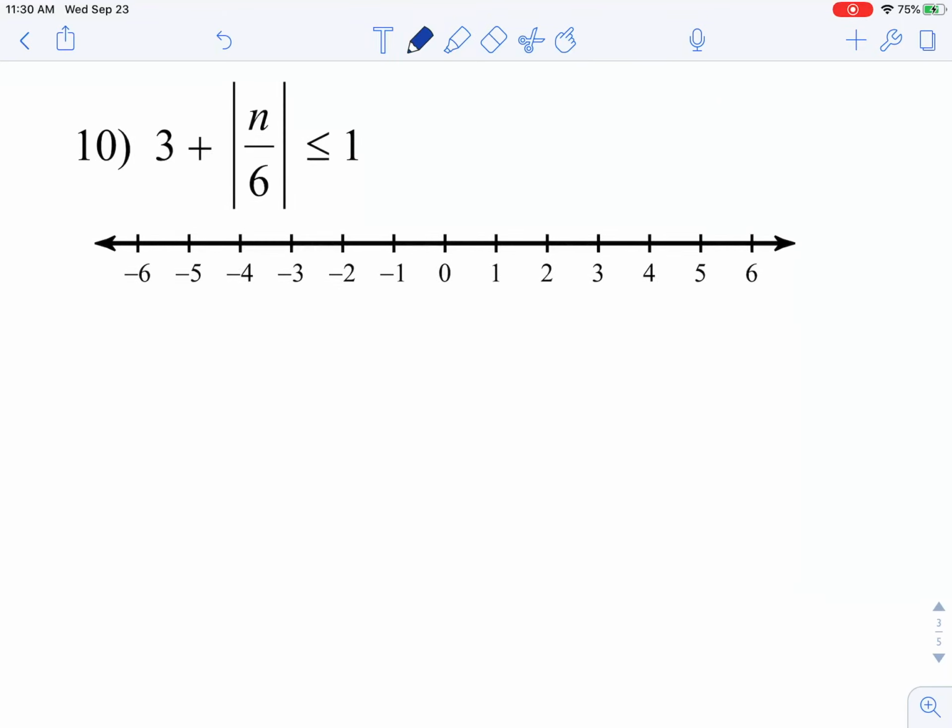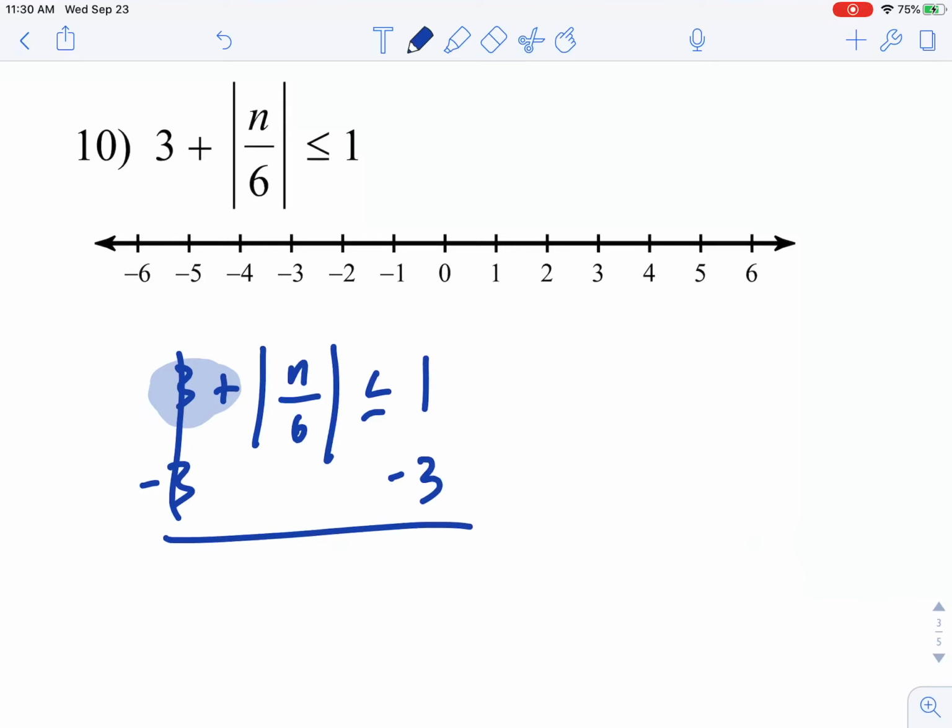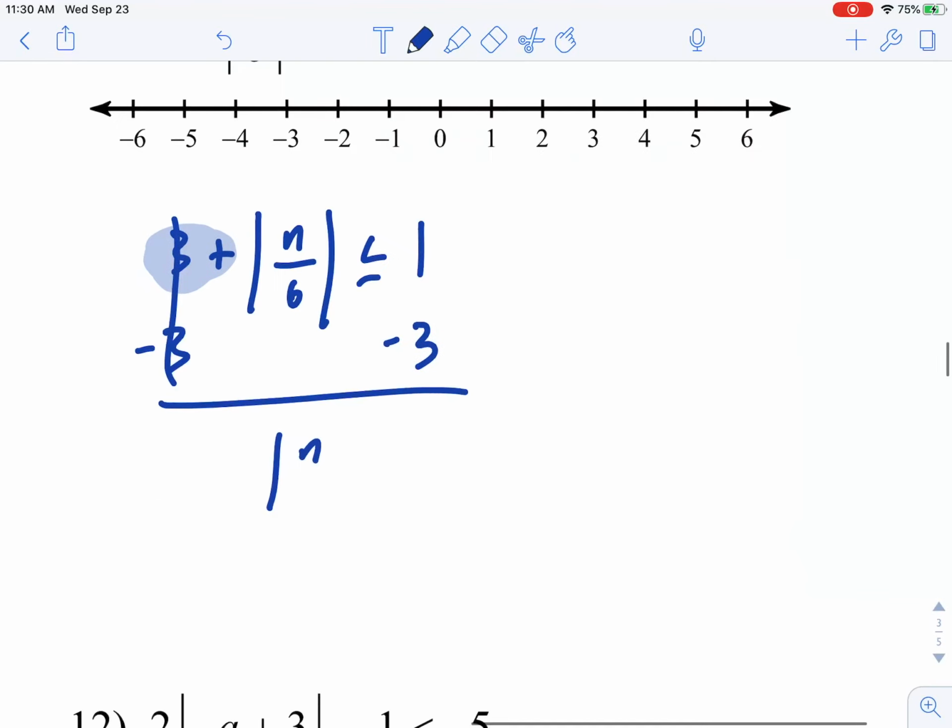Number 10. Okay, look, no negative number. Maybe this isn't a special case. Maybe it's something we got to work out. So let's go ahead and do it. 3 plus absolute n over 6 is less than or equal to 1. Okay, first things first, I got to move the 3 over to the other side. So minus 3, that cancels out. Absolute n over 6 is less than, okay, what's 1 minus 3?